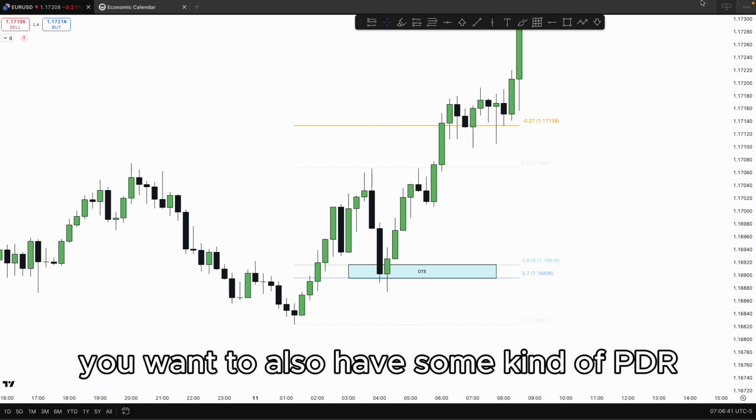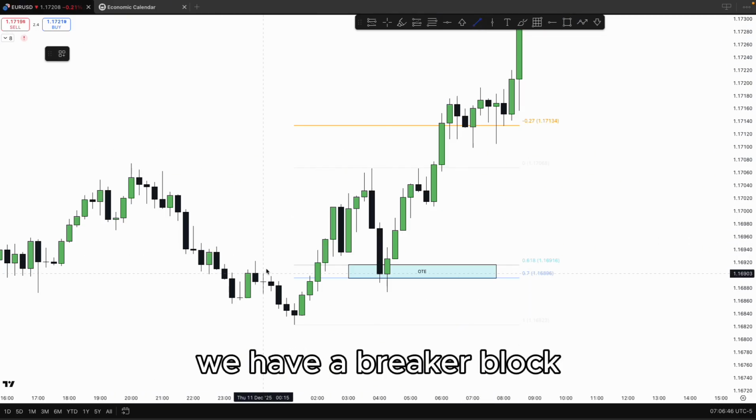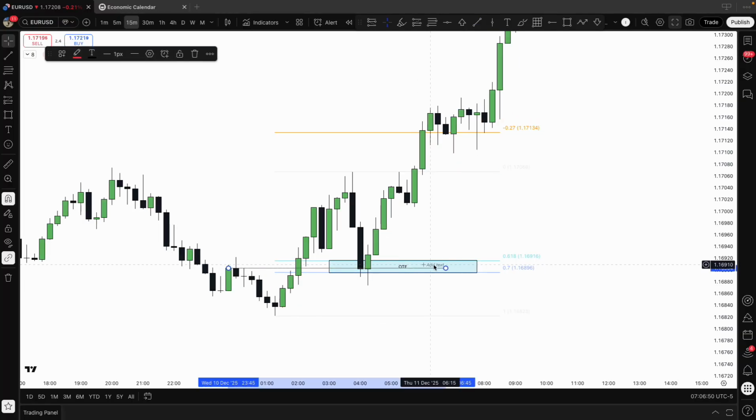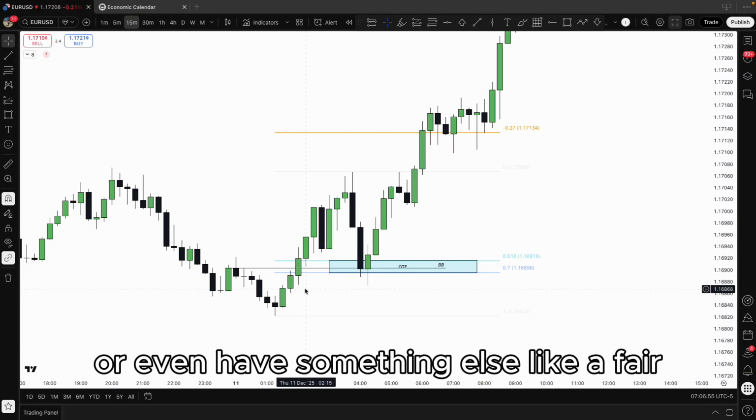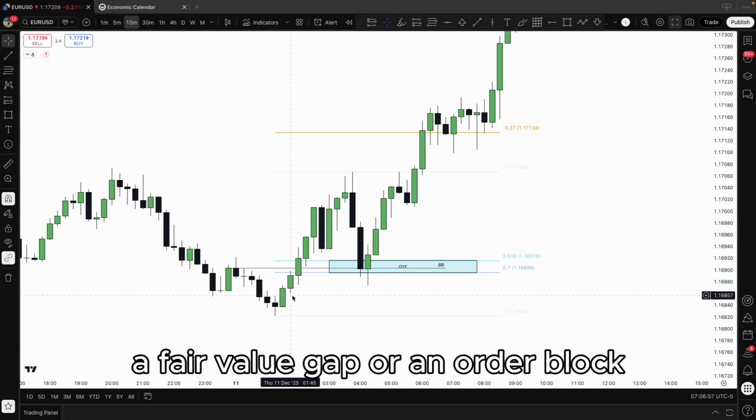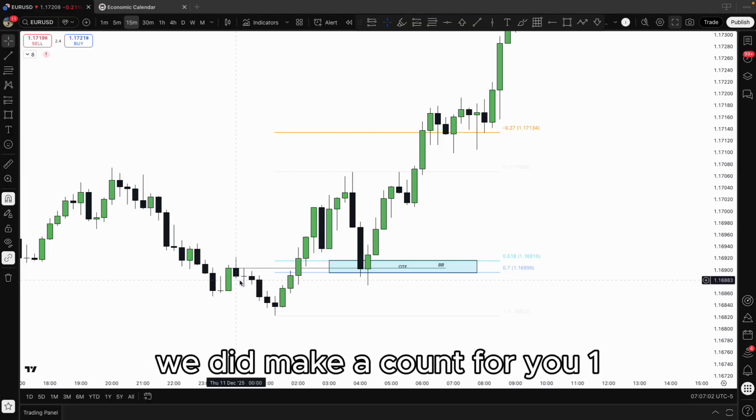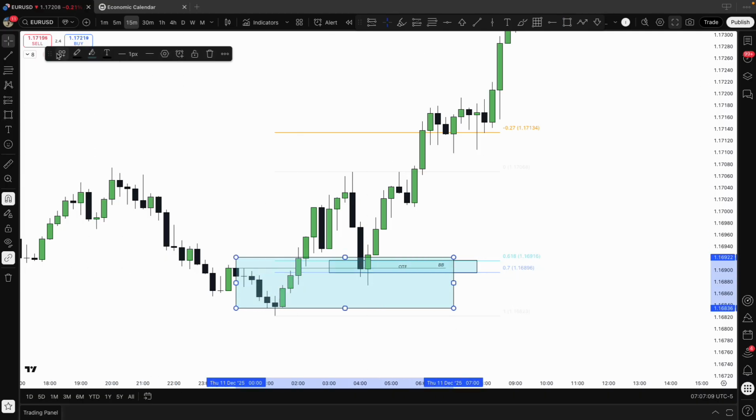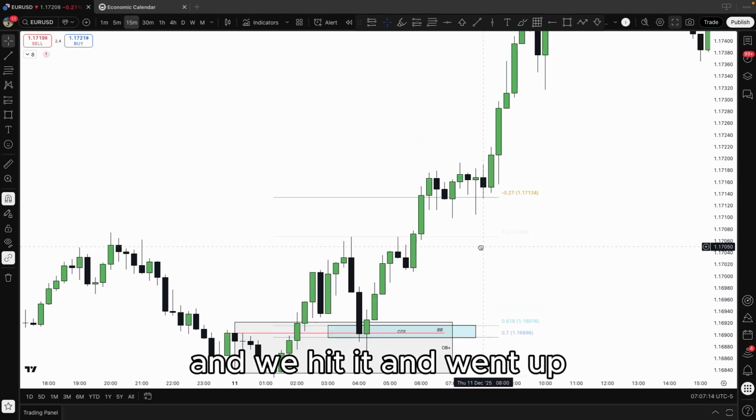Can you use the Fibonacci like this? No. Of course, you also want to have some kind of PD array, a discount PD array, to use it. Like here we have a breaker block, or even something else like a fair value gap or an order block. We did not hit the order block on the lower time frame, probably on the higher time frame we did. Like that, this is a 1 hour order block and we hit it and it went up.